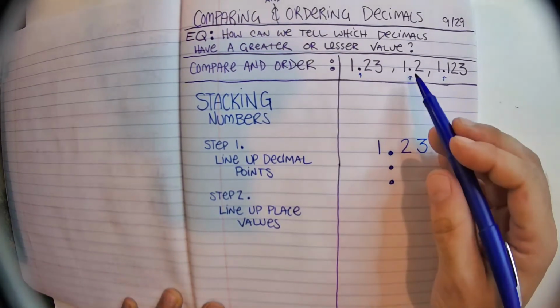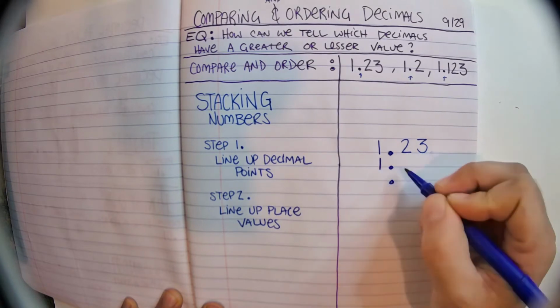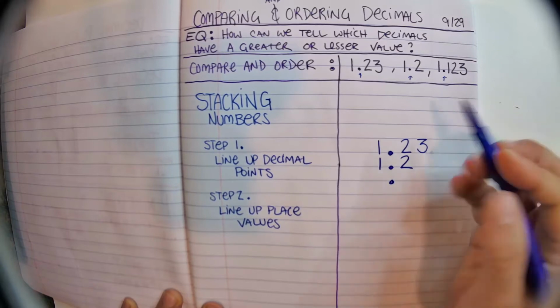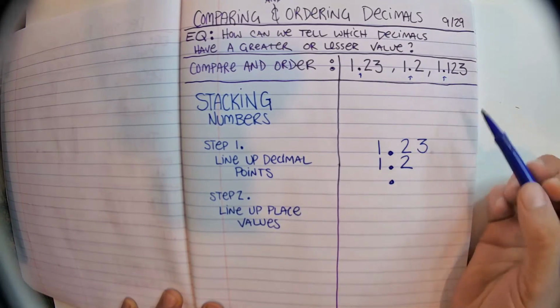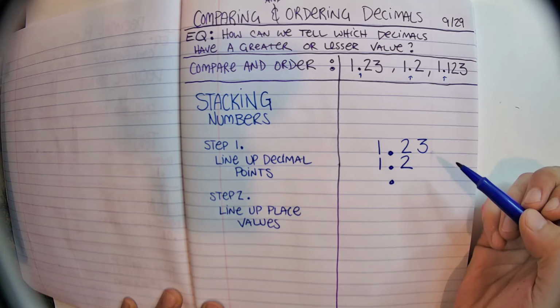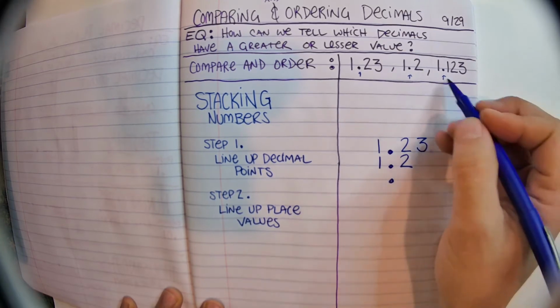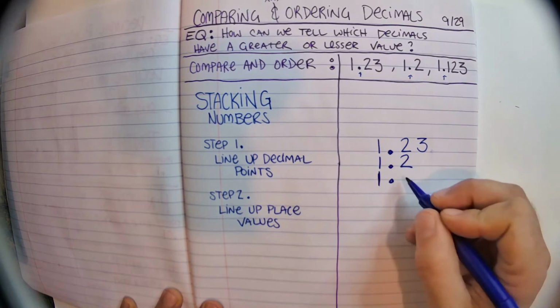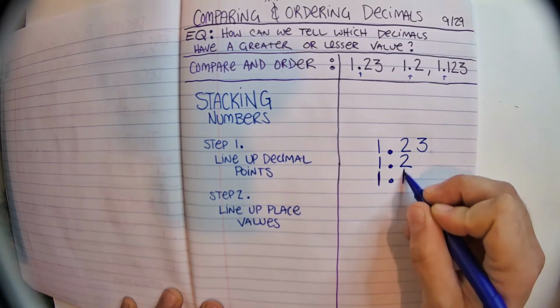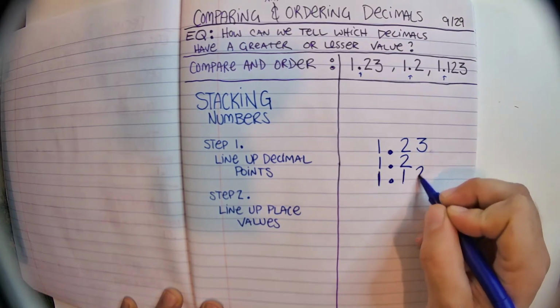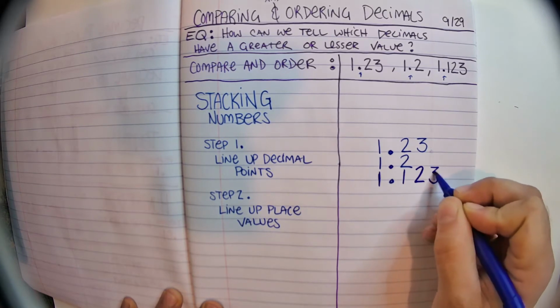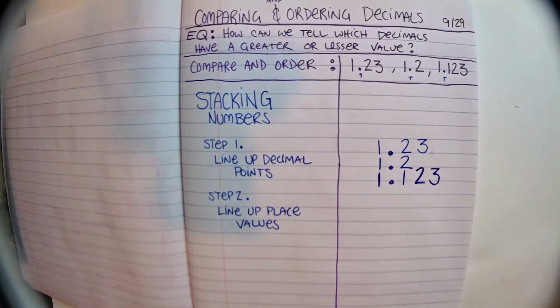Okay. Now let me take my second number, 1 and 2 tenths. I have a 1 in the ones place, a 2 in the tenths place. I do not have anything in the hundredths place, so I'm leaving that one blank for now. Then finally, my last number is 1 and 123 thousandths. So I have a 1 in the ones place. I have a 1 in the tenths place. I have a 2 in the hundredths place. And I have a 3 in the thousandths place. So I've stacked my numbers to compare them.